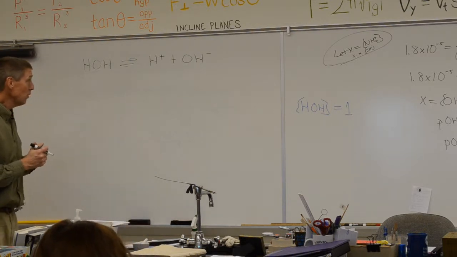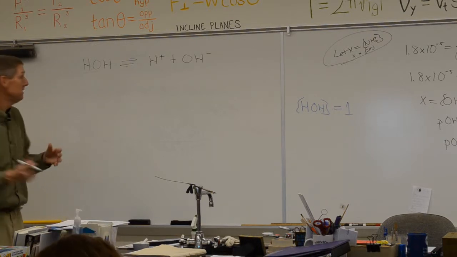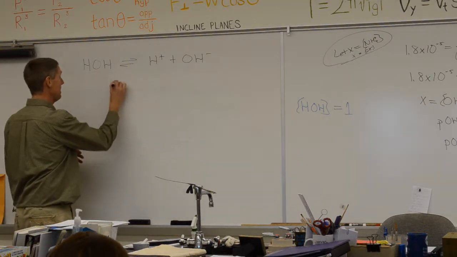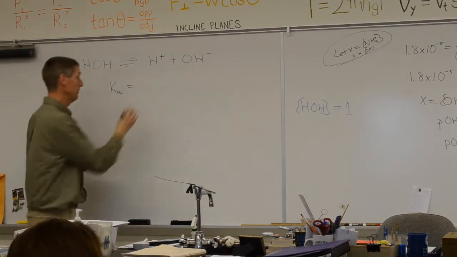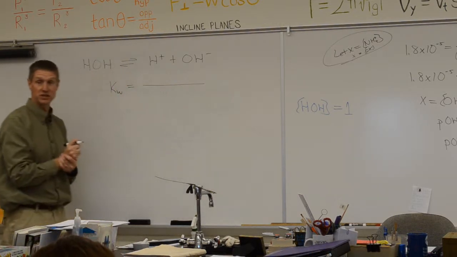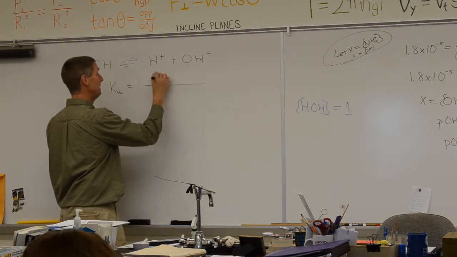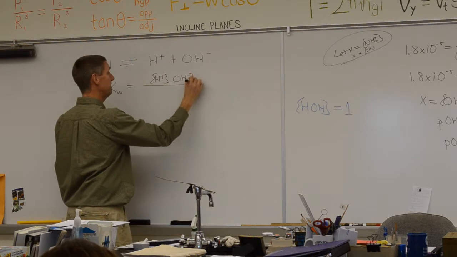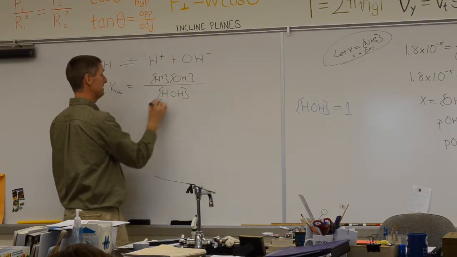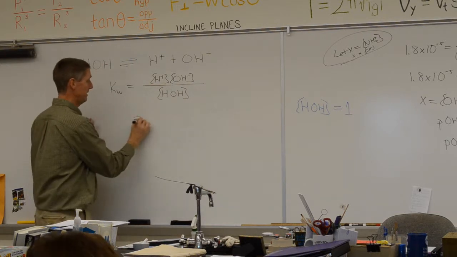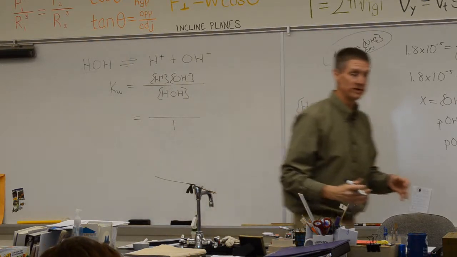But what this does is help us understand our pH scale better. You see, if I write out the Kw for this, Kw, which is the equilibrium expression for water, it would be H positive times OH negative divided by the water concentration. Well, we already know what the water concentration is. The water concentration we've defined to be the number 1.